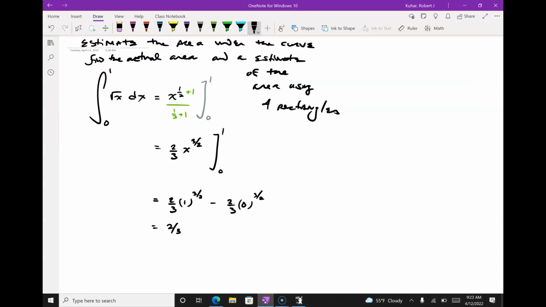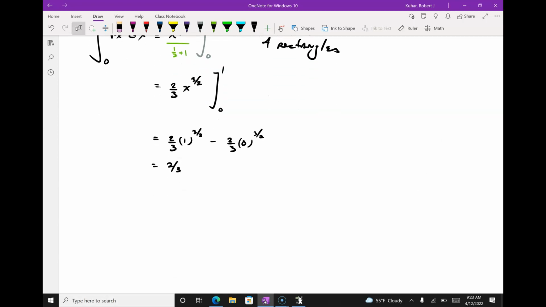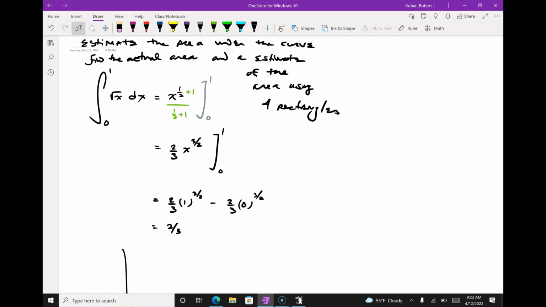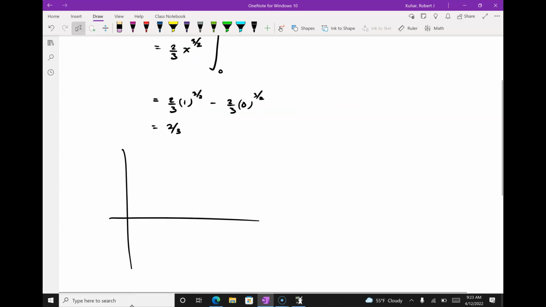So now I want to estimate using 4 rectangles. Oh, I forgot not to zoom. Sorry. How fuzzy is it? That's not too bad. So I want to estimate this, right? From 0 to 1 using 4 rectangles.